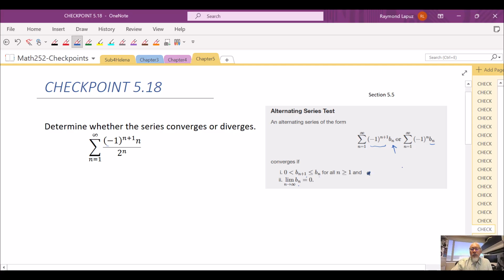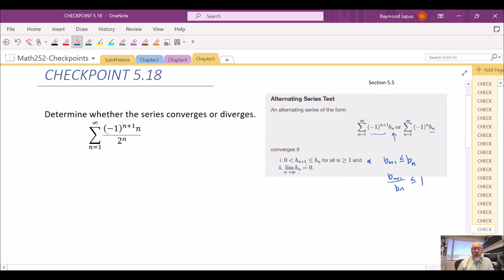In showing the first one, we have b sub n+1 less than or equal to b sub n. And so this is equivalent to saying b sub n+1 divided by b sub n is less than or equal to 1. So sometimes this might be a little bit easier if we take a look at the ratio of two consecutive terms in the sequence and see if that's going to be less than or equal to 1. So let's go ahead and show that first.